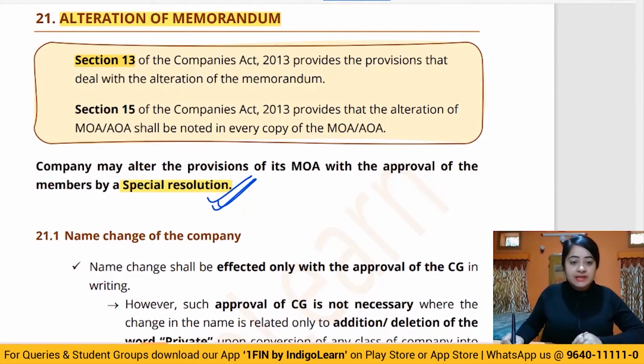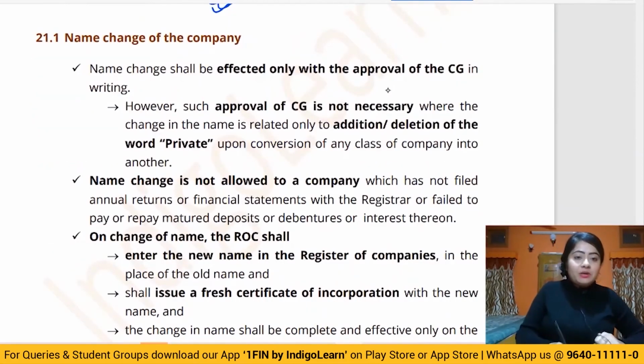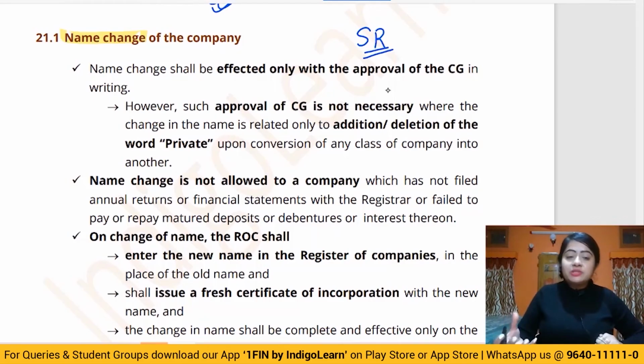Let's individually see each of these clauses. First, let's talk about the name clause. So let's take one clause at a time. First of all, let's talk about the name clause. In the Memorandum of Association, if the name clause has to be changed, then first of all, we need the special resolution, because whenever there is a change in the Memorandum of Association, we need a special resolution. Along with that, because the name is being changed, we need a new name. For that, central government approval is required, right?